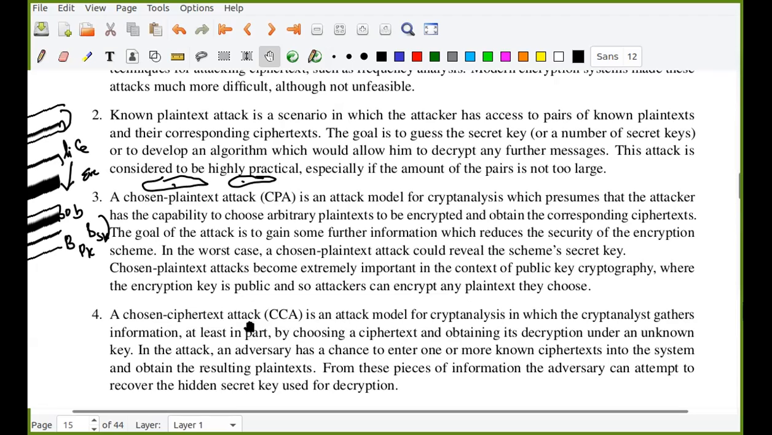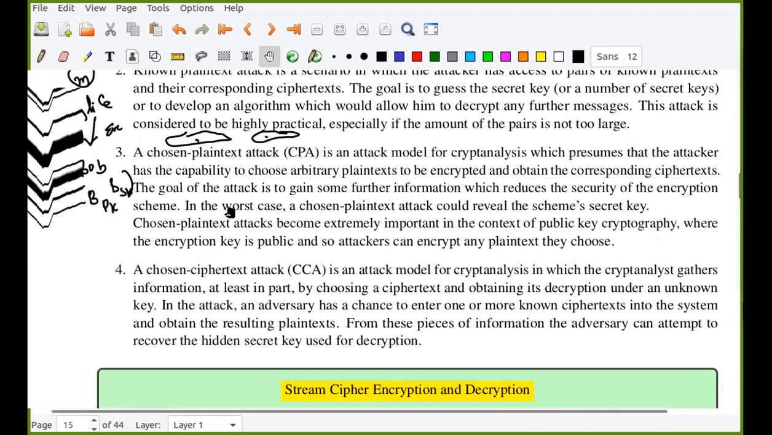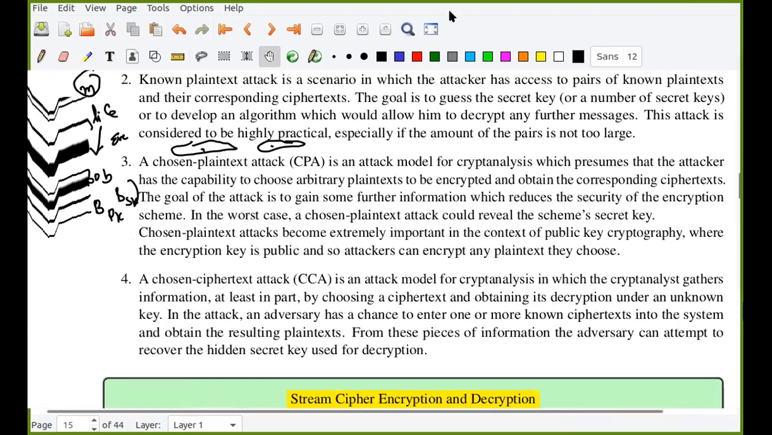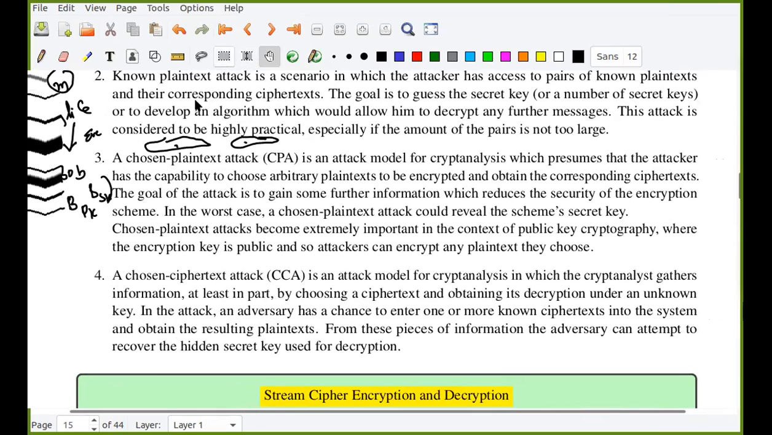But what is the chosen ciphertext attack? Can you guess now? Now we are giving the ciphertext, and we are asking you to give the plain text. Are you following this part? Chosen ciphertext attack means that now we are giving the ciphertext.